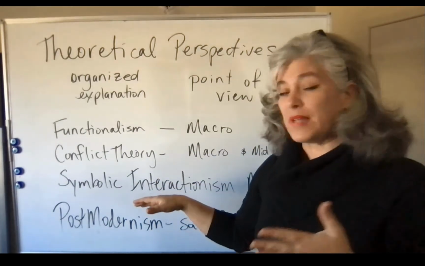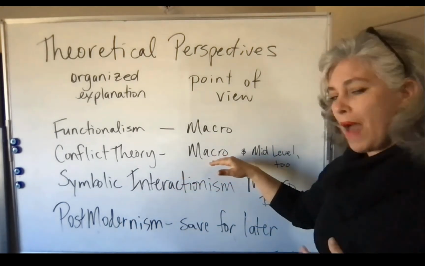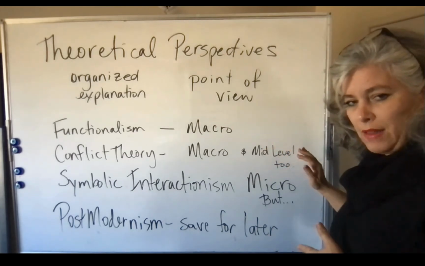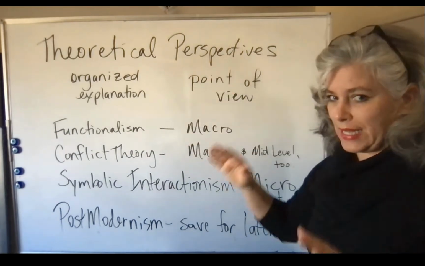Conflict theory is the second one. Conflict theory, or sometimes you will see this called social conflict theory. This one is also a macro scale theory, although sometimes you see a mid-level social analysis with conflict theory. So it's a different perspective altogether.